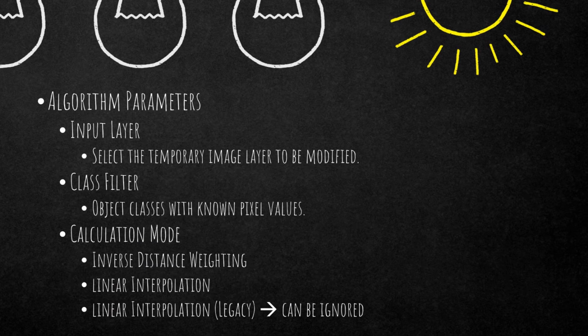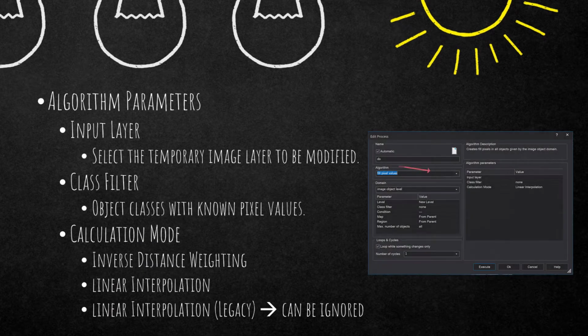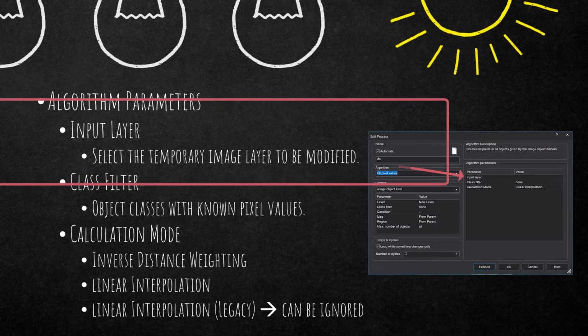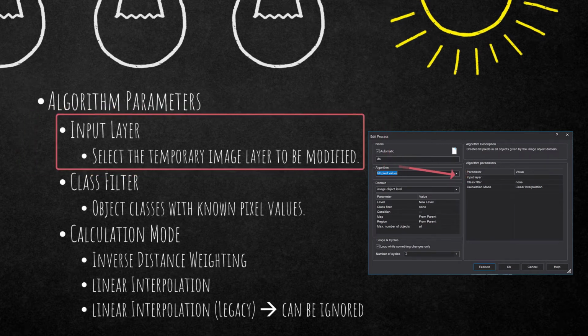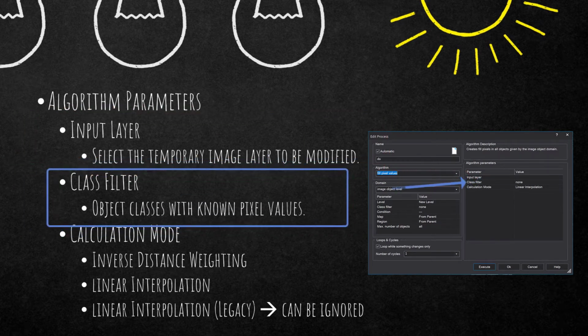So, the algorithm parameters. First of all, the input layer. This is the temporary image layer that you want to modify, that you want to fill the gaps with information. Then the class filter that you set in the algorithm parameters are object classes with known pixel values. So this class filter describes the objects that hold information that you want to use to interpolate.